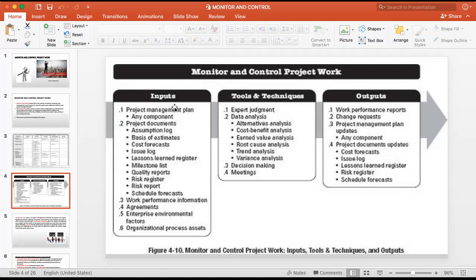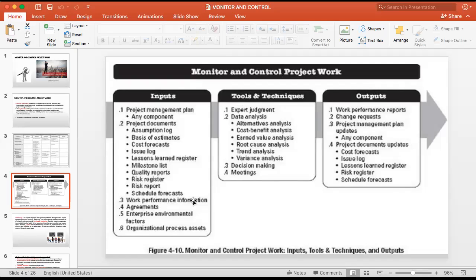So work performance information is very important, because out of all these 10 subsidiary plans, when you monitor and control all these separately, you get work performance information finally. Your actual values compared with the baseline of these subsidiary plans give you work performance information. So that will be another important input to this process.